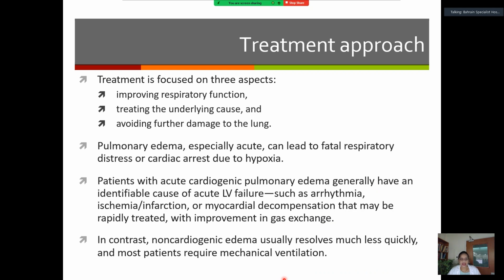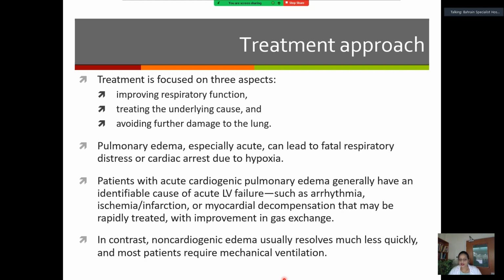Treatment is focused on three aspects: improving respiratory function, treating the underlying cause, and avoiding further damage to the lung. Pulmonary edema, especially acute, can lead to fatal respiratory distress or cardiac arrest due to hypoxia. Patients with acute cardiogenic pulmonary edema generally have an identifiable cause of acute left ventricular failure, such as arrhythmia, ischemia, or infarction, or myocardial decompensation that may be rapidly treated with improvement in gas exchange.